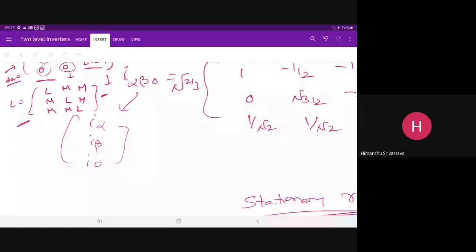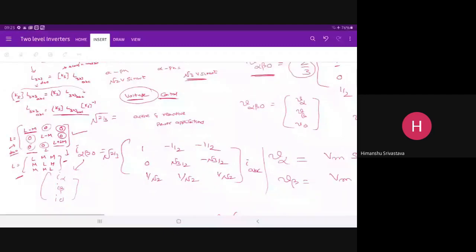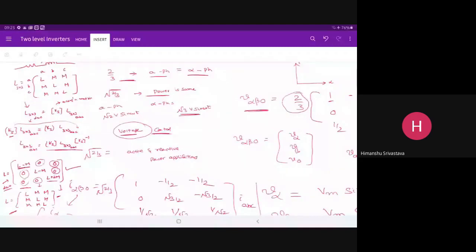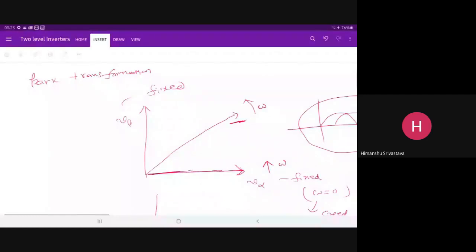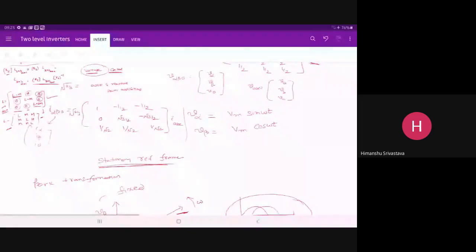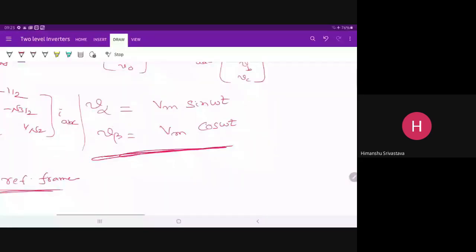By converting three-phase into two-phase, we can easily find the resultant magnitude. The resultant vector we can find, right? By using V alpha plus j V beta, we can find the resultant vector. This is V alpha and V beta, Vm sin omega t and Vm sin omega t. The resultant is the square root of V alpha square plus V beta square. If we do that, we'll get this resultant vector, right?